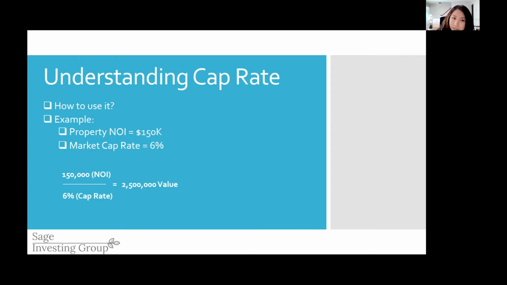On the other hand, on the flip side, if the seller is marketing a property for a $2.5 million sales price, and the buyer requests the 12-month income statement that shows $150,000 in net operating income, the buyer can determine that the asset is being sold for a 6 cap, or 150,000 divided by 2.5 million, and compare it to similar property in the area to determine if the sales price is reasonable. Okay.